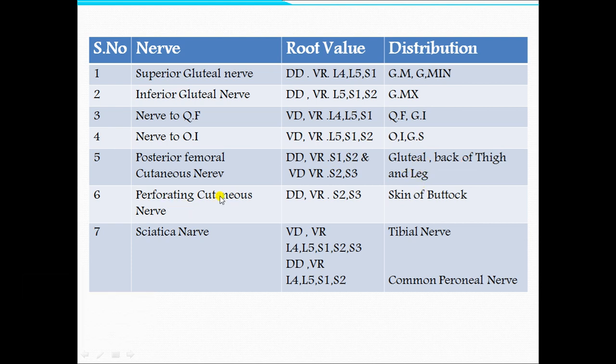Next is the perforating cutaneous nerve, and its root value is the dorsal division of ventral rami S2 and S3, and it supplies the skin of the buttock region.